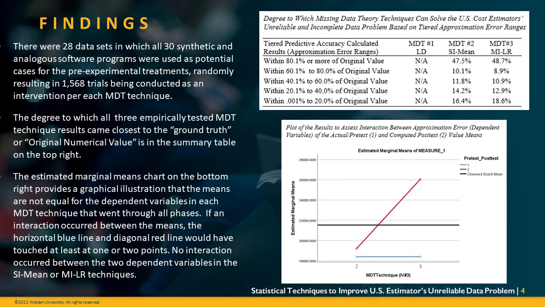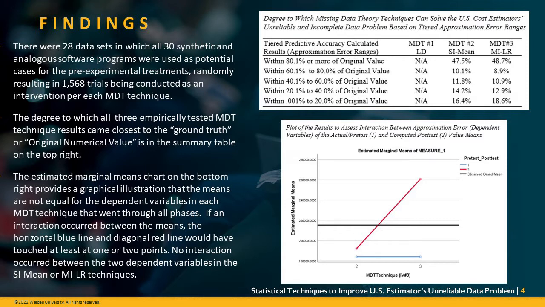So the findings. So out of my 28 data sets, in which I used 30 synthetic and analogous software programs, I was able to make a determination of how well or to what degree could missing data theory solve the problem. And so out of those experiments, there were 1,568 trials that actually ended up getting conducted for each of the missing data theory techniques. So thus I had 3 missing data theory techniques: listwise delete, simple imputation mean, and multiple imputation linear regression.